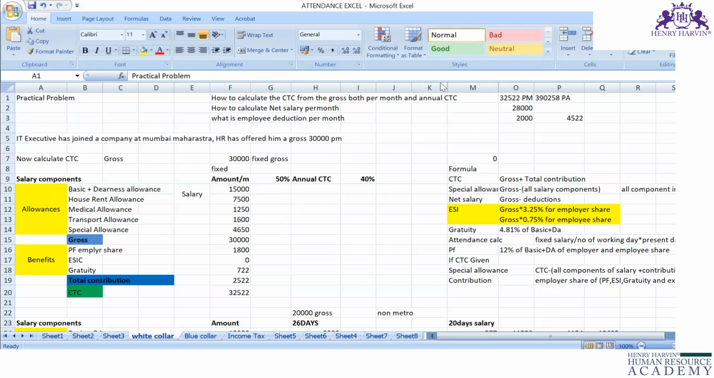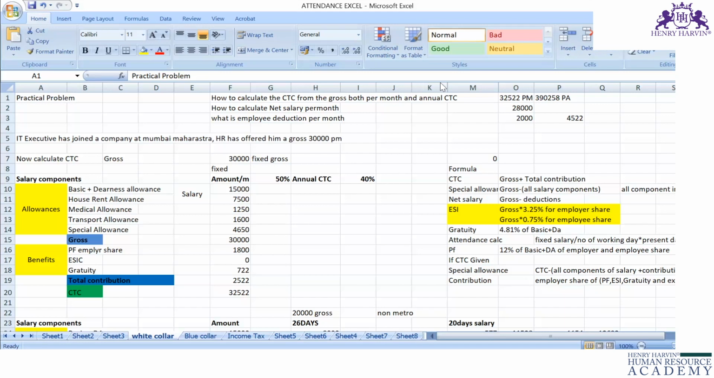So first we will see the first concept. If gross salary is given to you, how you have to calculate the CTC and the net salary. Net salary means the take-home salary. According to the attendance of the employee, you will be running the salary of the employee, and what the employee is finally taking home as salary.